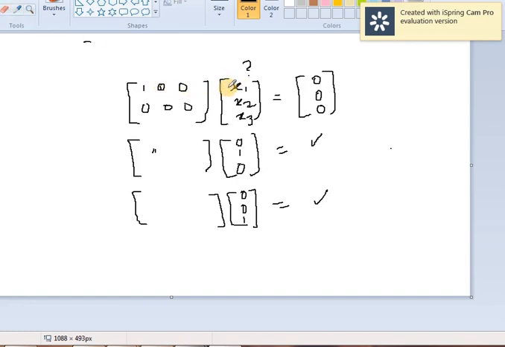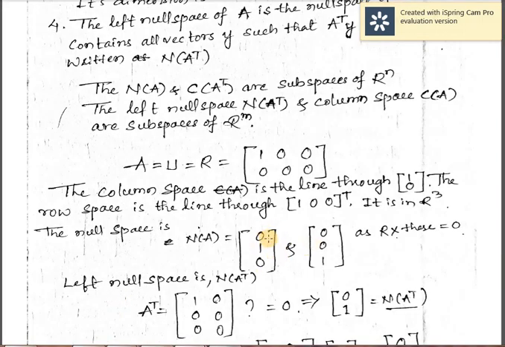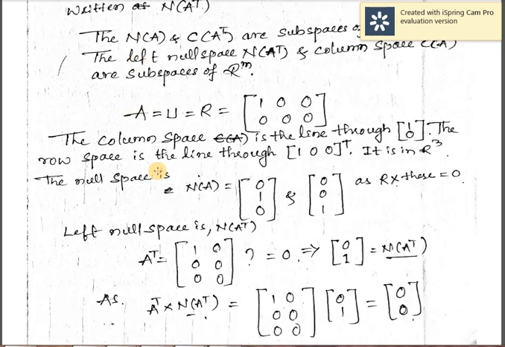So when these are multiplied, we get zeros. I hope the null space is also understood. Then what is the left null space? The left null space is yet to be obtained. So the null space is 0, 1, 0 or 0, 0, 1 pertaining to this matrix.